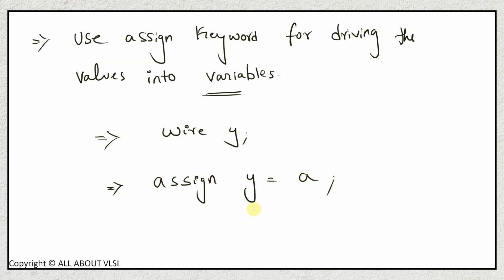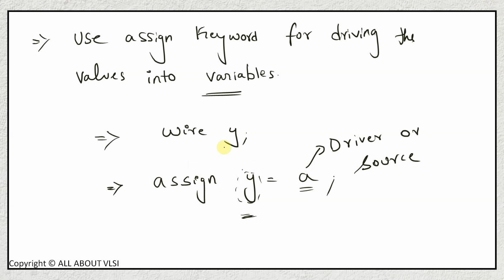So what is happening? This is your variable and this is your driver, or it is nothing but your source, and this is your wire A. So basically you're continuously driving the value present inside A into this wire Y. If there is any change in the value of variable A, that will be driven into this wire Y. So this is how things work, and we are going to discuss it in more detail when we discuss the wire data type.